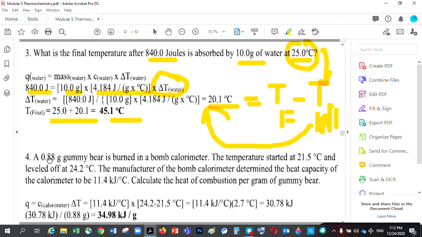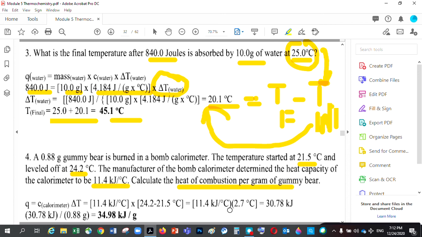Let's look at this example. A 0.88 gram gummy bear is burned in the bomb calorimeter. This is the initial temperature of the gummy bear, and it ended up at a thermal equilibrium temperature of 24. That's the T final, correct? The manufacturer of the bomb calorimeter determined the heat capacity of the calorimeter to be 111.4 kilojoules per degree, correct? Calculate the heat of combustion per gram of gummy bear.